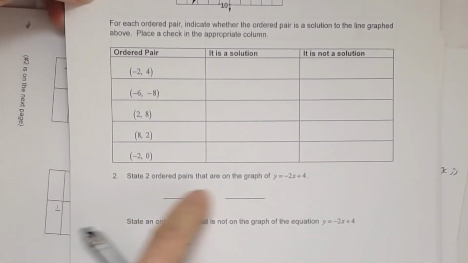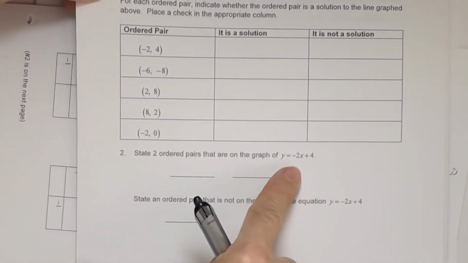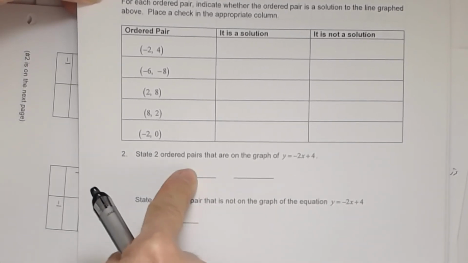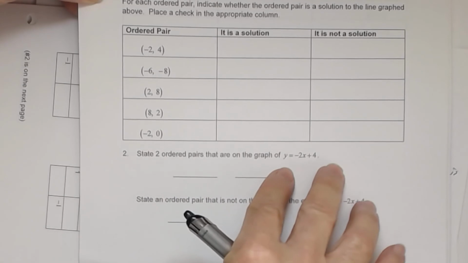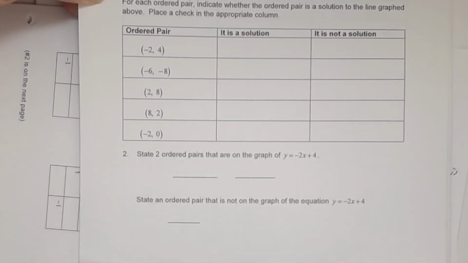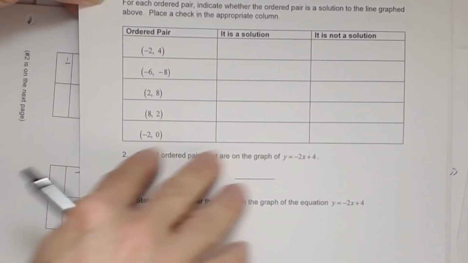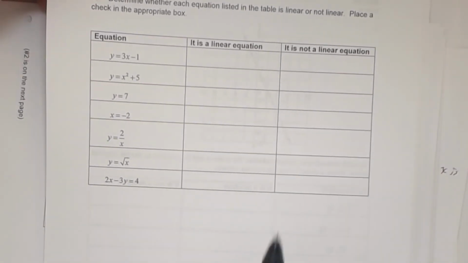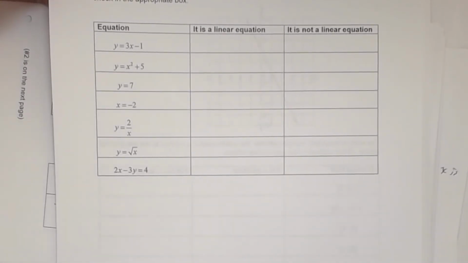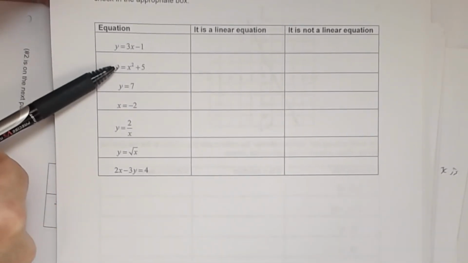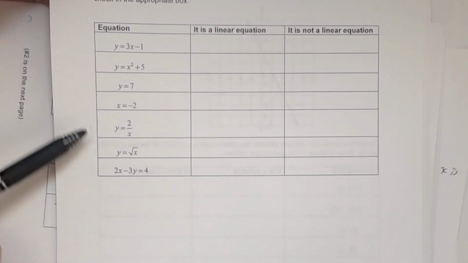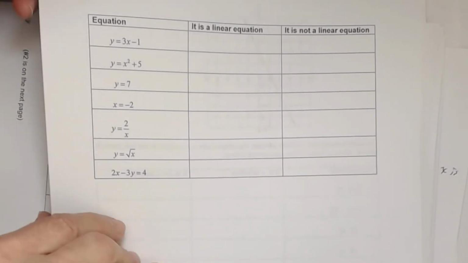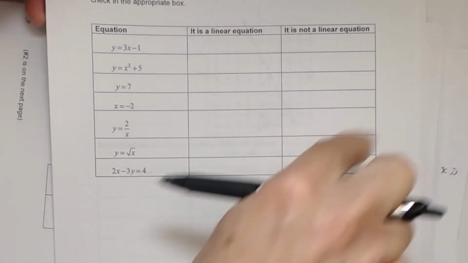Okay? And then given this equation here, state 2 ordered pairs that are on this graph. All of you can have different ordered pairs as long as it's on this graph, right? And then give me an ordered pair that's not on the graph. So there are an infinite number of possible answers here. And then remember we talked about linear versus not linear. For each of these, you have to tell me whether it was what? Linear or not linear. I gave you examples of all of those earlier. So you just check off if it's linear, check off if it's not linear.